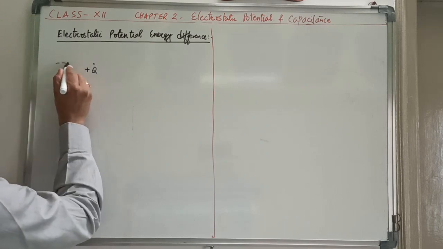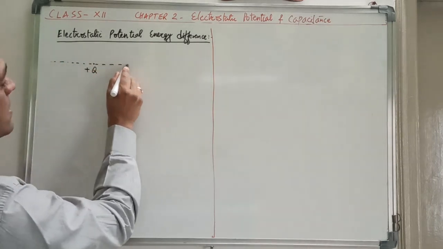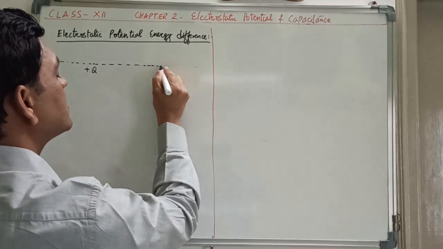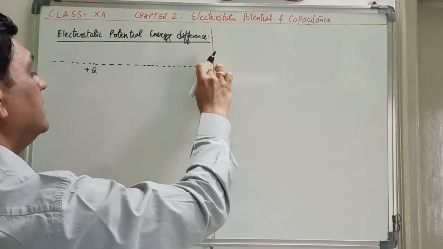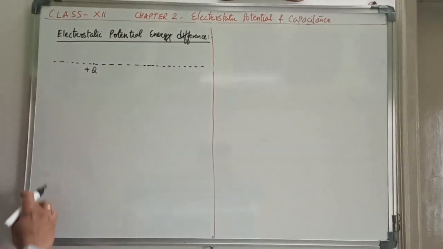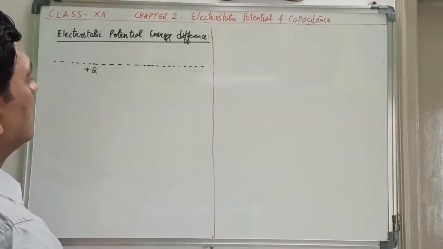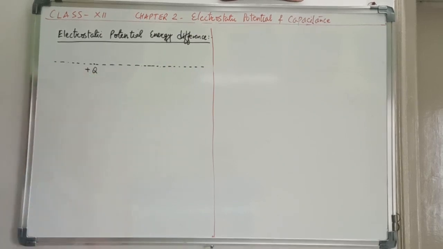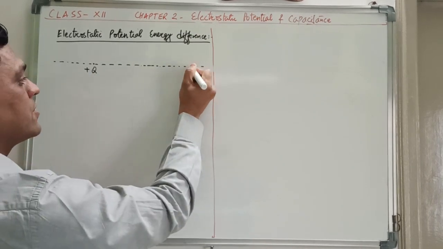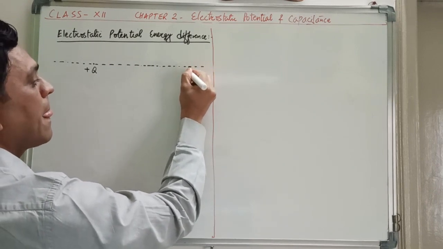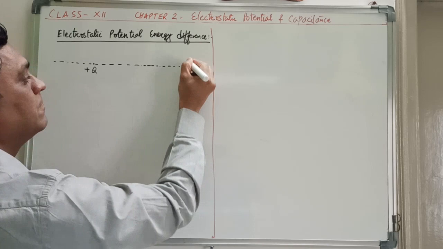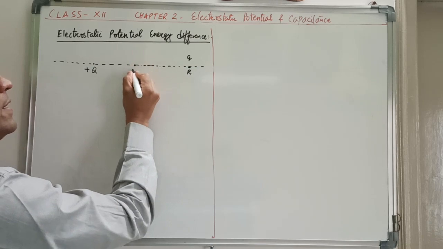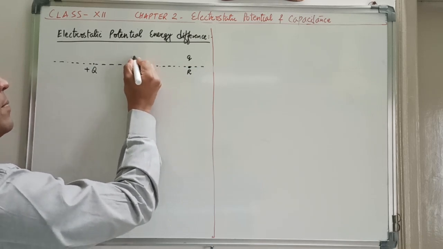And since the electrostatic force is a conservative force, the work done by the electrostatic force will be path independent. So we are free to choose any convenient path from one point to another point in the electric field configuration of the charge Q. So let a small charge be moved from point R to point P by an external force.